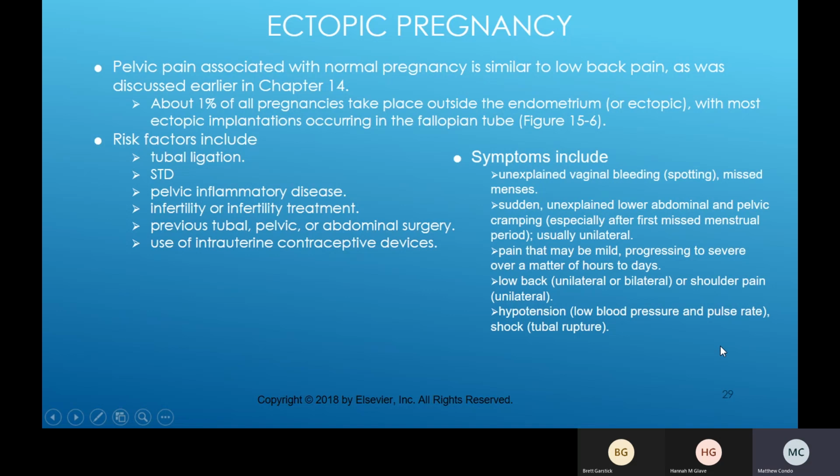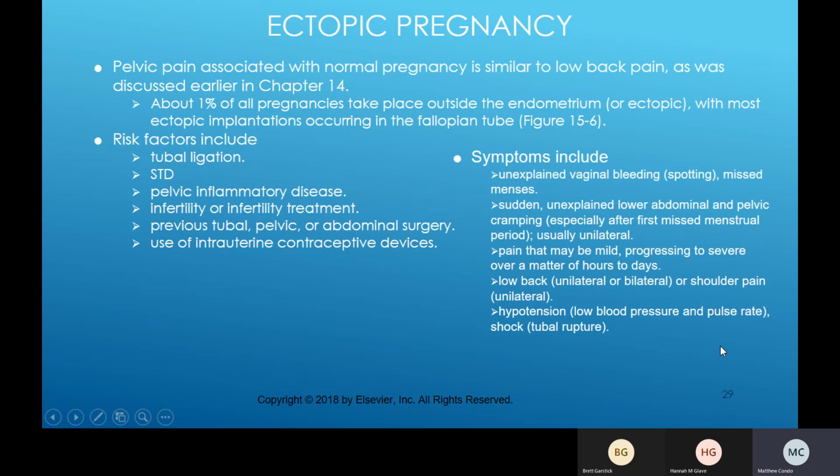Now, if I see sudden unexplained lower abdominal pain, mild to progressing to severe pain over a couple of days, those both still could be appendicitis, right? In differentiating ectopic pregnancy versus appendicitis, you guys remember rebound tenderness for appendicitis? I'm not going to see rebound tenderness for the ectopic pregnancy, right? In fact, I'm going to see maybe pinpoint palpatory pain.